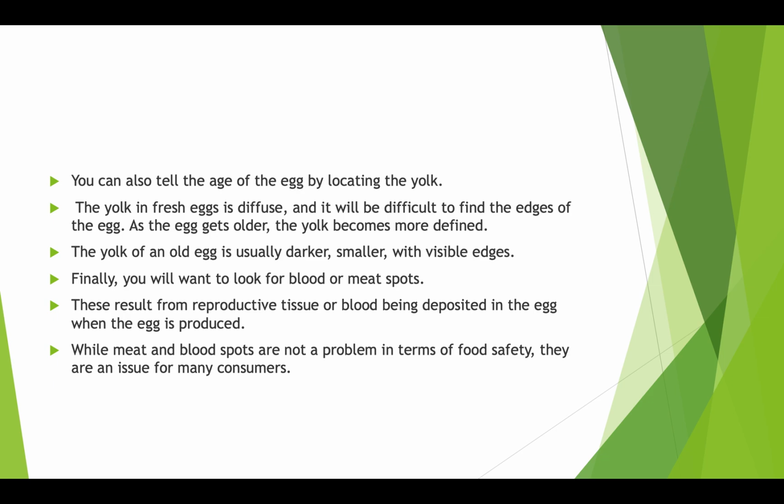You can also tell the age of the egg by locating the yolk. The yolk in a fresh egg is diffused and it will be difficult to find the edges of the yolk. As the egg gets older, the yolk becomes more defined. The yolk of an old egg is usually darker, smaller, and with visible edges.